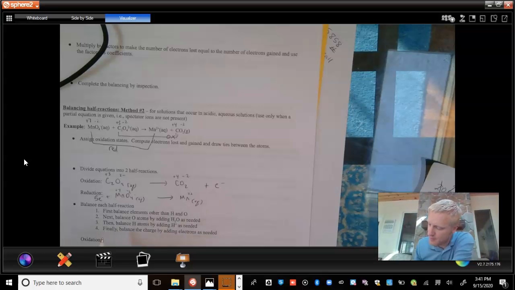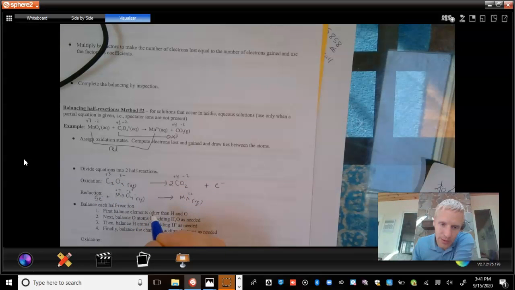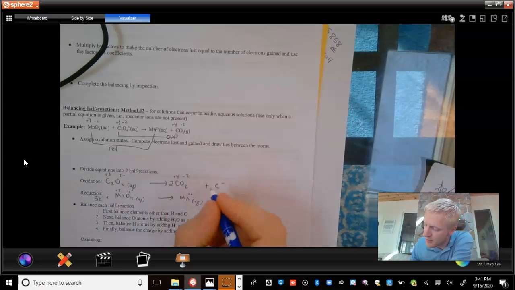Once we have that, you have to balance elements other than H and O. In this case, that would include Mn and carbon. Mn is balanced, 1 on each side. But carbon, there are 2 here and 1 there. So I'm going to have to add a 2 coefficient to balance that out. Now if we look at that, we have 2 carbons that are +3 going to +4. So that's a total of 2 electrons being transferred.